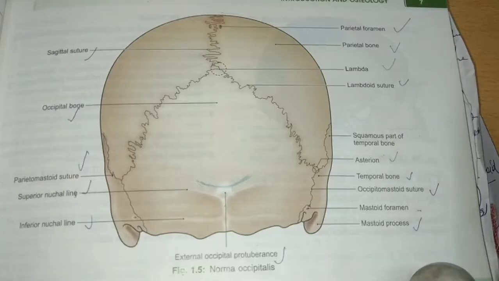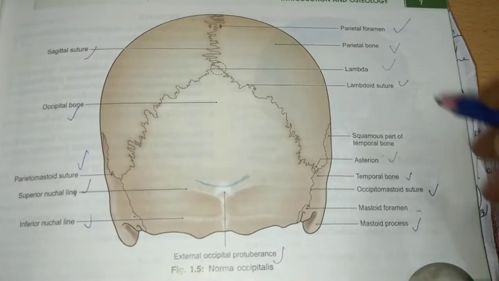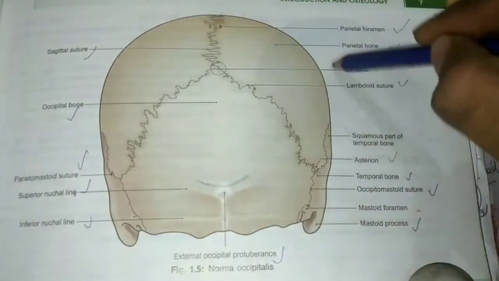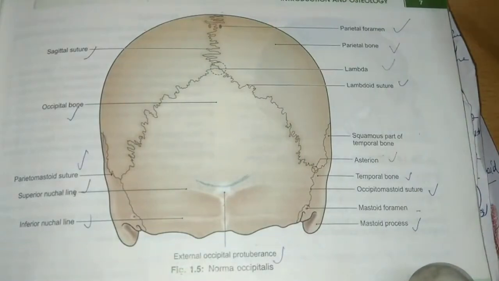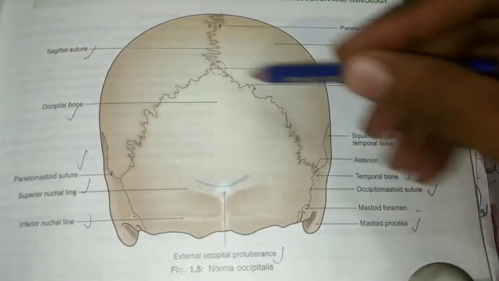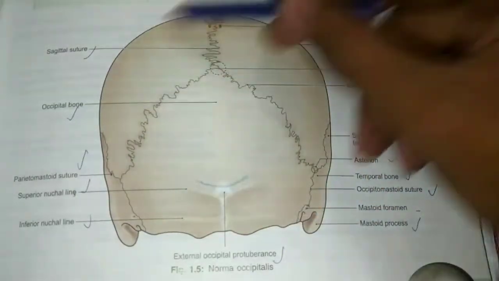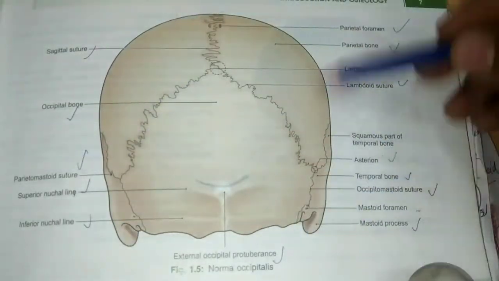Okay, so now we will move forward with our next topic, that is Norma occipitalis. The Norma occipitalis is convex upwards, and on each side it is flattened below.